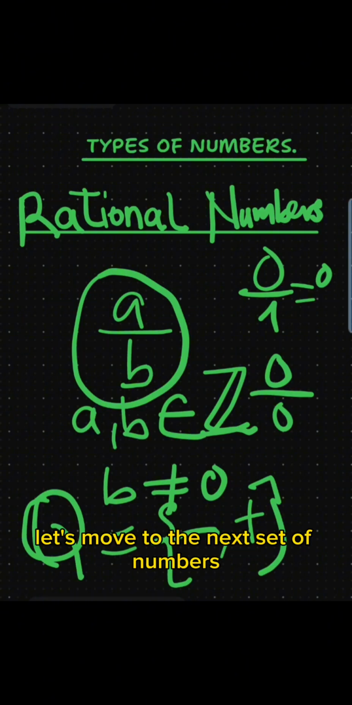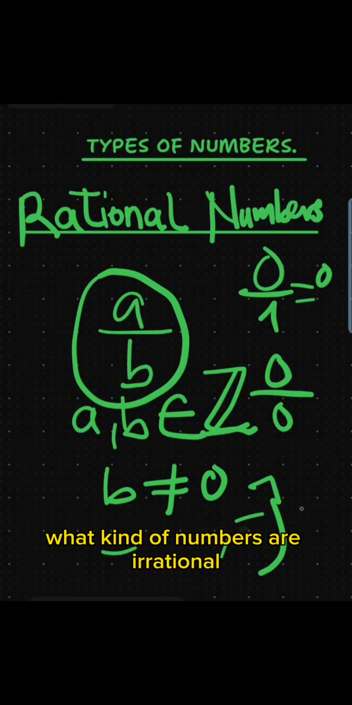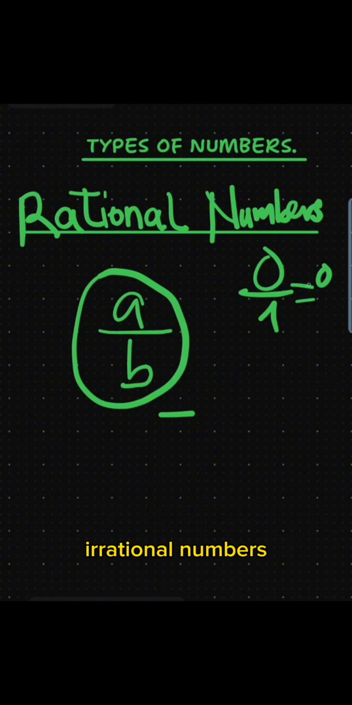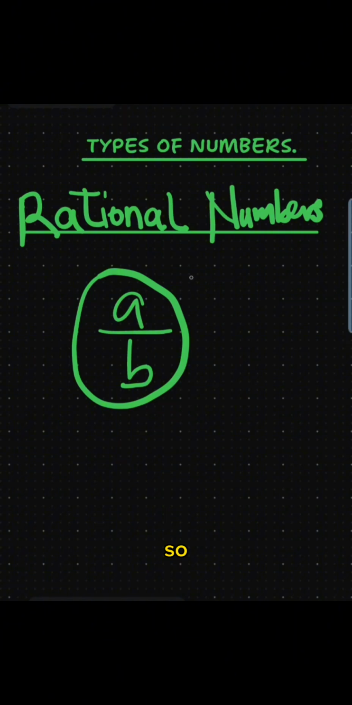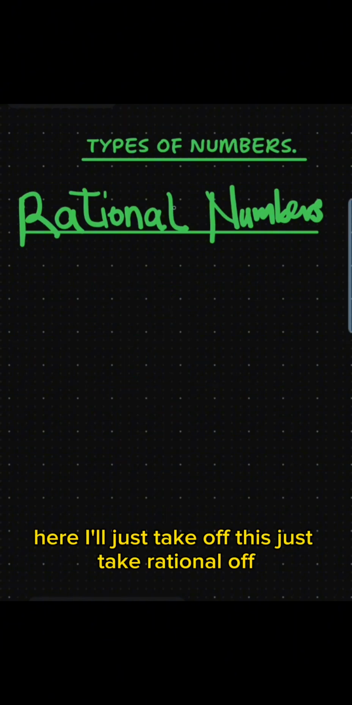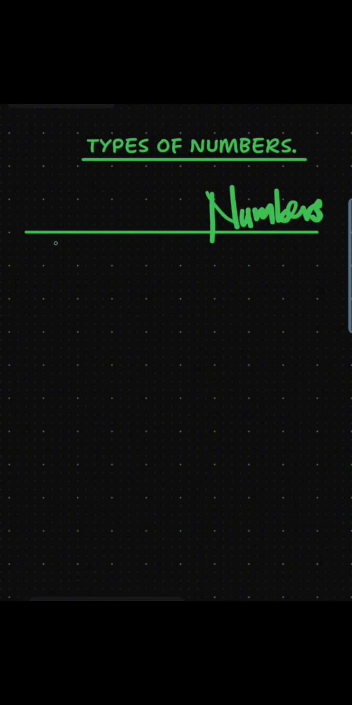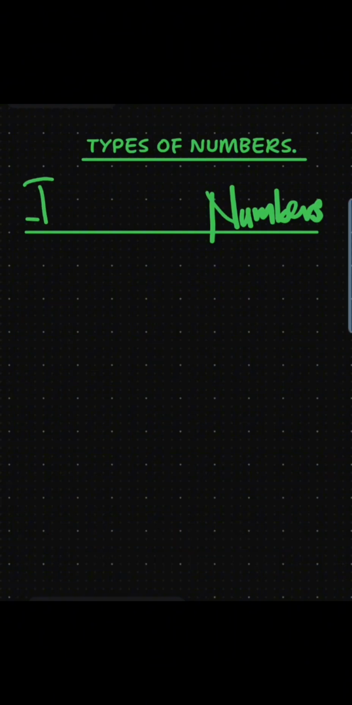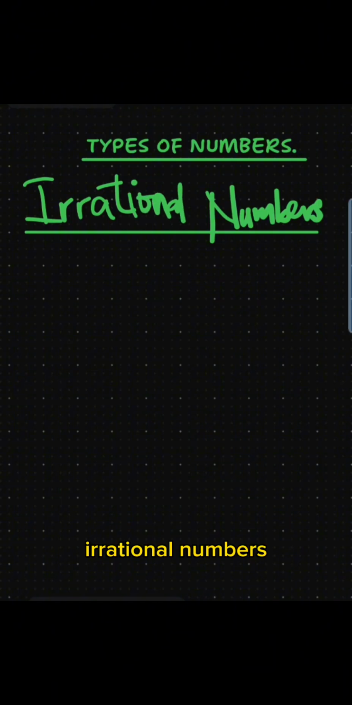So let's move to the next set of numbers, which are the irrational numbers. So what kind of numbers are irrational? What do we call irrational numbers? Here I'll just take off rational, and then I'll write irrational above it on the line. So what are irrational numbers?